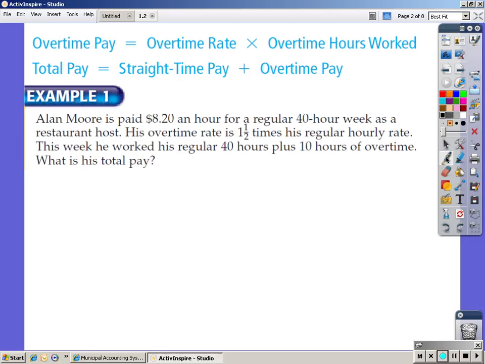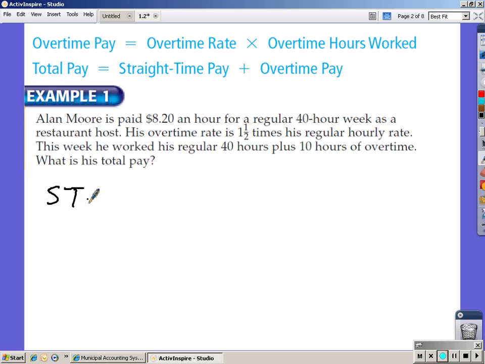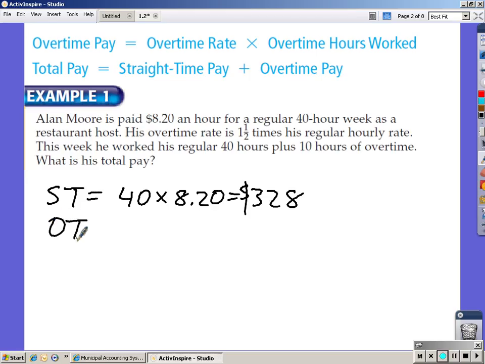Okay, so first thing we need to do is find his straight time pay. I'm just going to abbreviate straight time pay with an ST. He worked 40 hours at $8.20 an hour. Work that out. 40 times $8.20 is $328 in straight time pay. To find his overtime pay, he worked 10 hours at $8.20 an hour times 1.5 for the overtime. Work that out. 10 times $8.20 times 1.5.